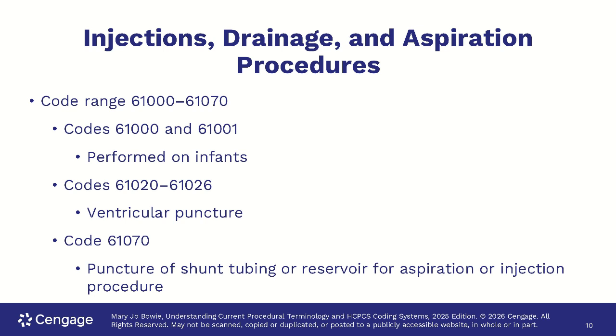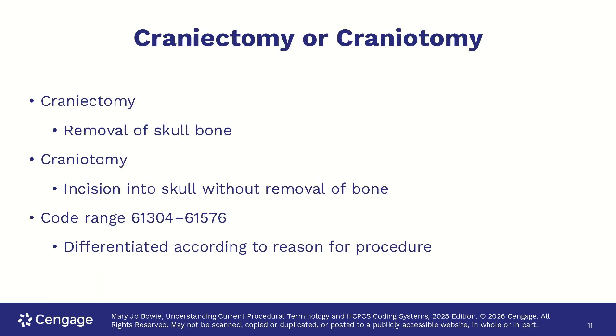And here you're going to see things like subdural taps. You're going to see punctures of shunts for tubing, just to name a few. Ventricular punctures. Those are codes that you see over there. It should be noted that some codes are for infants only.